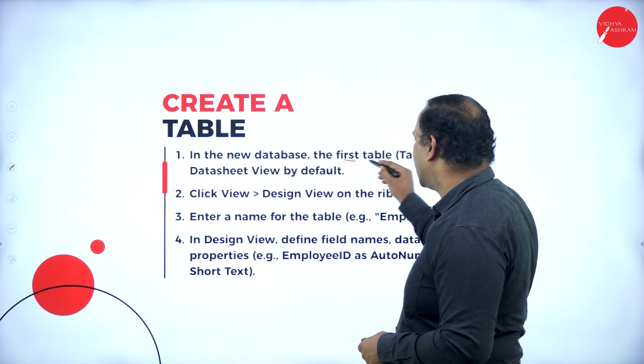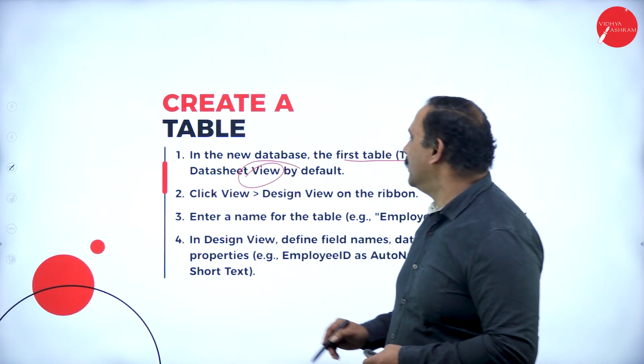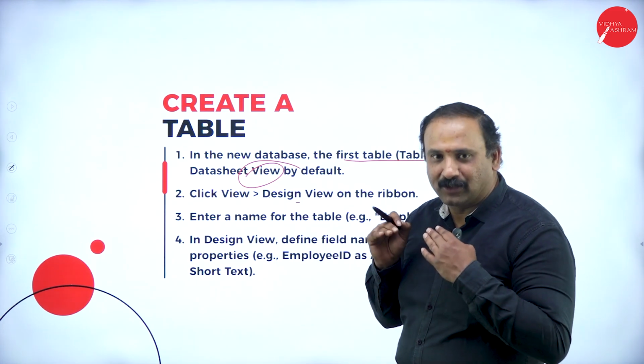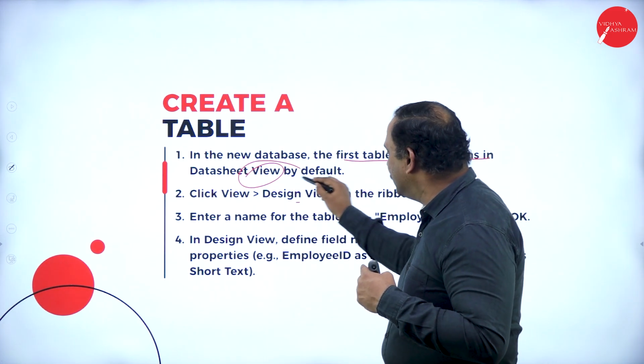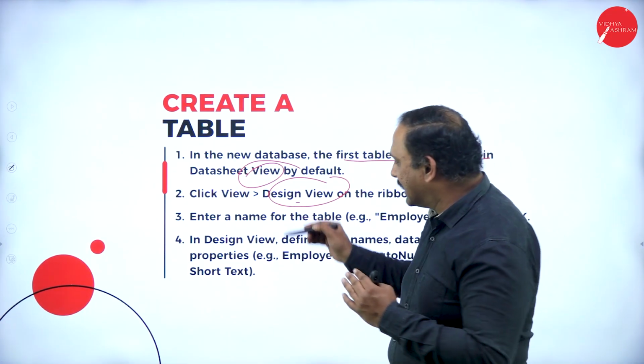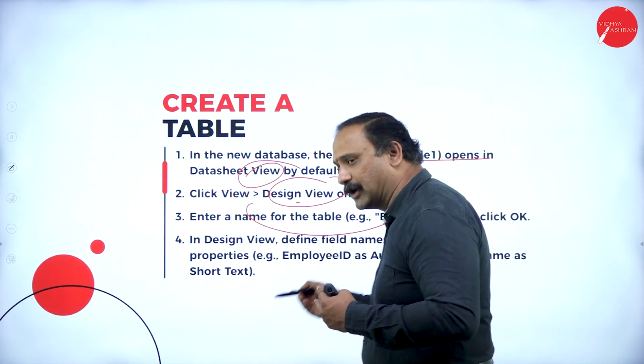What you have to do is click on that first table, Table 1, which opens up in the datasheet view by default. Click View, then Design View on the ribbon. Now the design view will tell you that it has started creating the table, and you enter the name for the table, like Employees, and click OK.